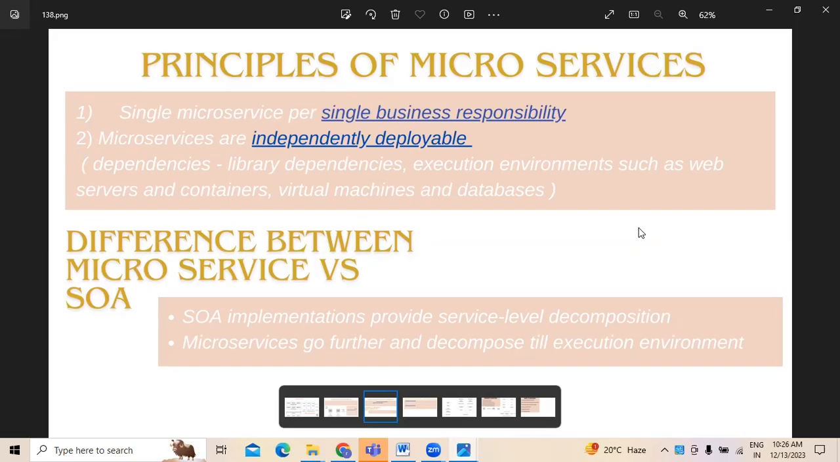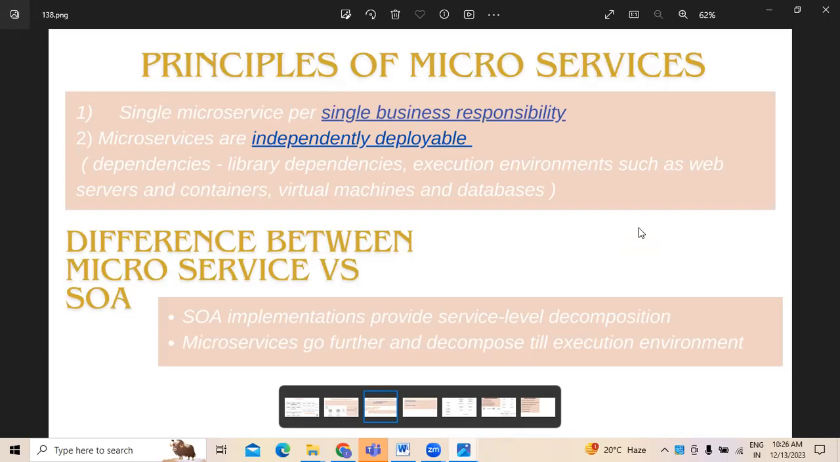At the same time, the kind of dependencies like library dependencies, right? So execution environments, either web servers or containers, virtual machines and databases, all these things can be independently deployable. So these are the two major principles which we normally follow whenever we are trying to understand microservices.